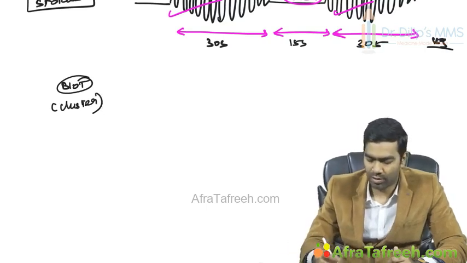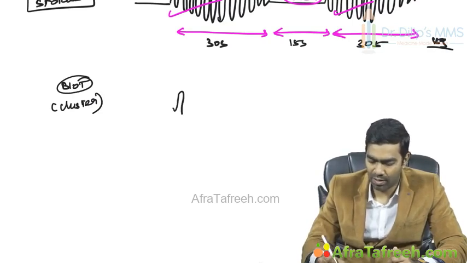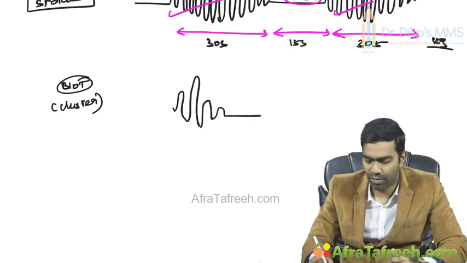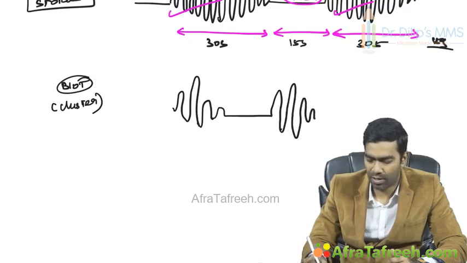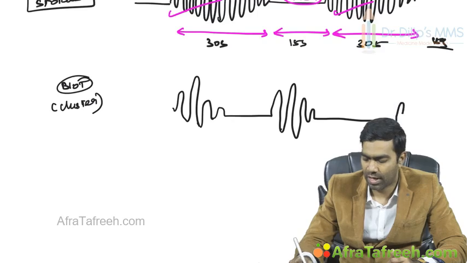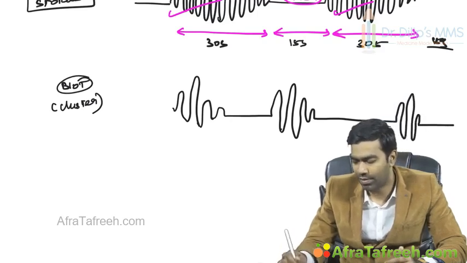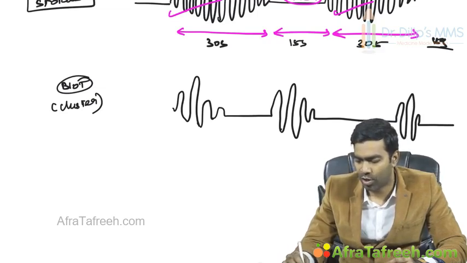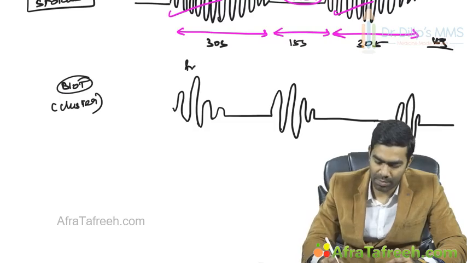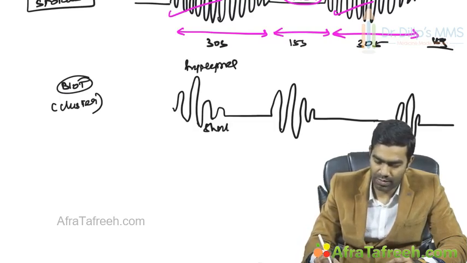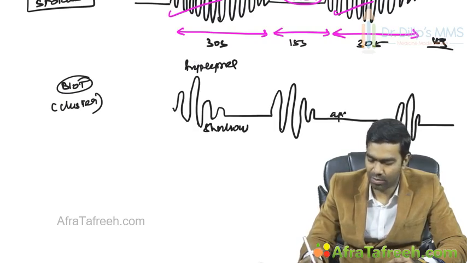So what happens in Biot's is, in Biot's also you will have a hyperpnea, a hypopnea, a period of apnea, then again a hyperpnea, a hypopnea, an apnea, and again a hyperpnea, hypopnea, and a period of apnea. So what is the difference here? Here also you are having hyperpnea, which means one depth is very deep, and hypopnea, a very shallow breath, and you are seeing an apnea also.